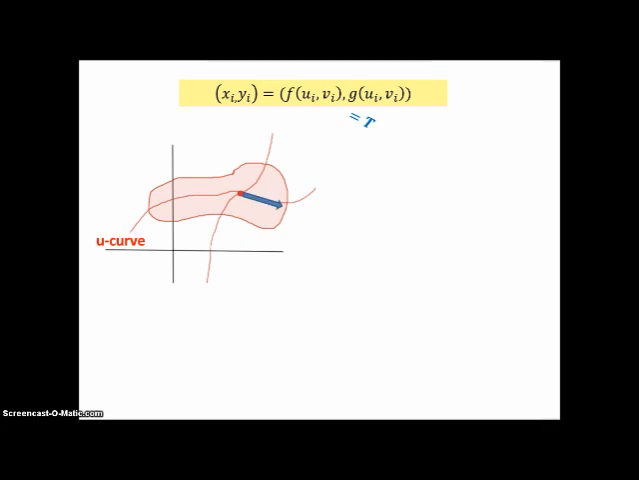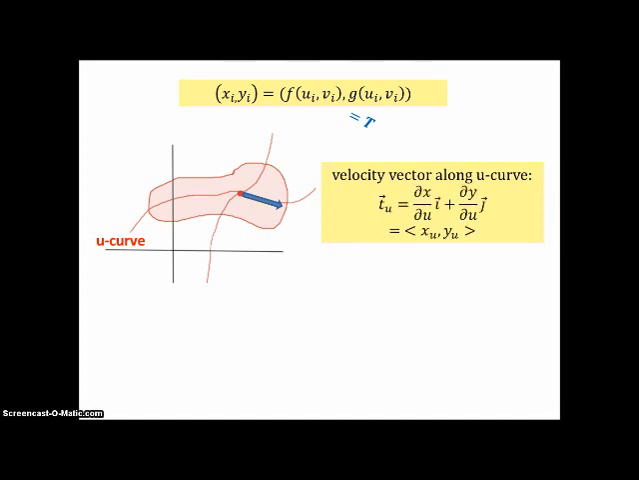There's our U curve. Now if that's our U curve, then this blue arrow represents the velocity vector along the U curve. And this velocity vector along the U curve is designated T sub U, and it's the partial derivative of x with respect to u times i plus the partial derivative of y with respect to u times j, and then there's the shorthand notation, xu comma yu in the chevrons.